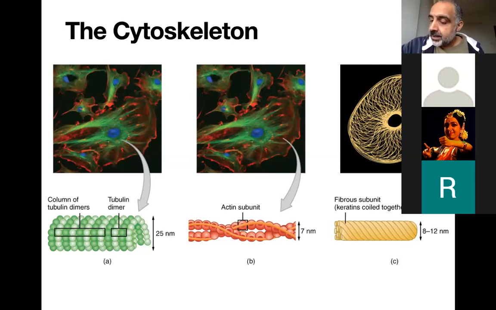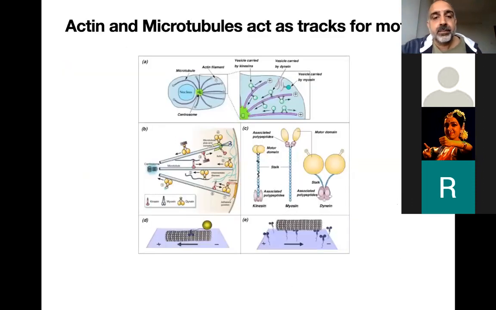The polymerization and depolymerization of actin filaments and microtubules also generate directed forces within the cell. They drive changes in cell shape, and they have motors that transport cargo either on microtubule tracks, as you can see here in B.